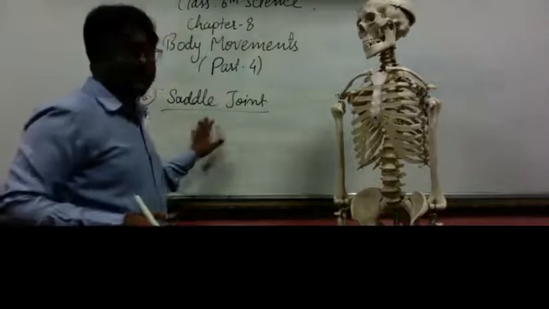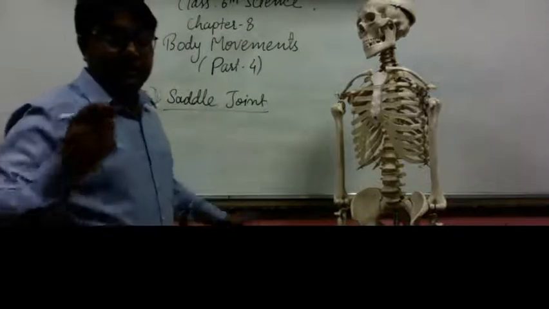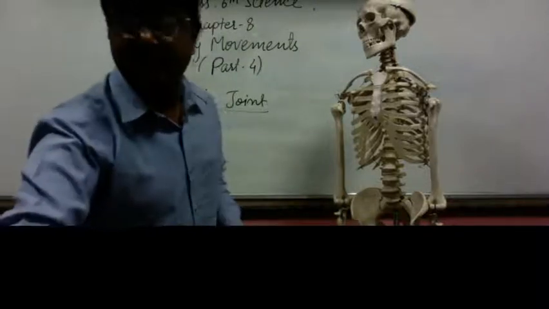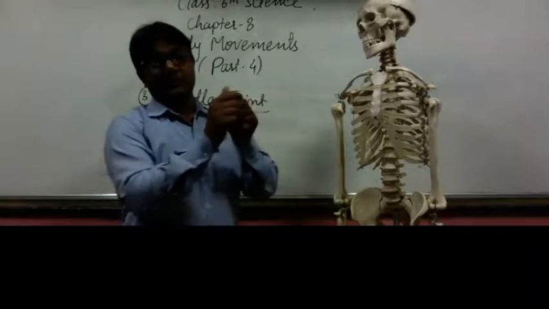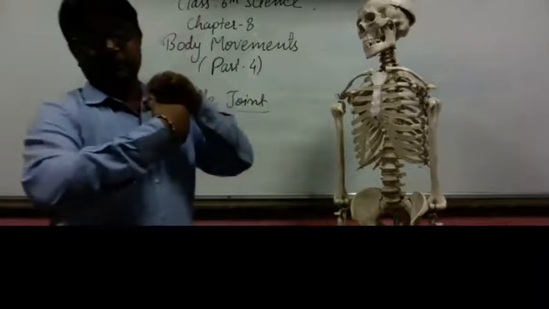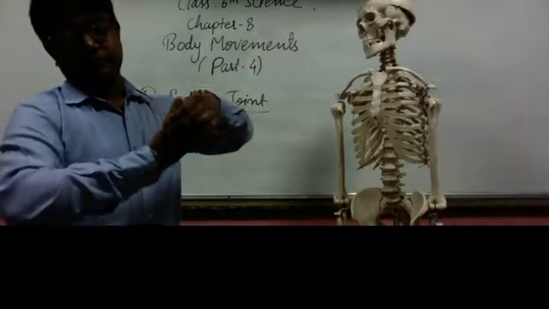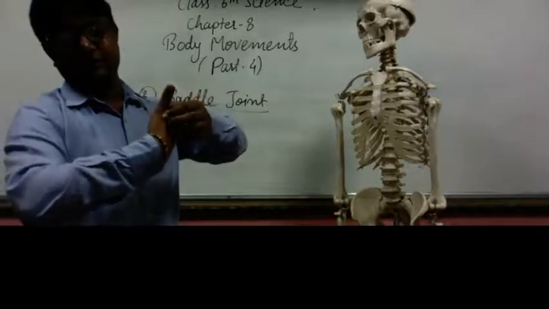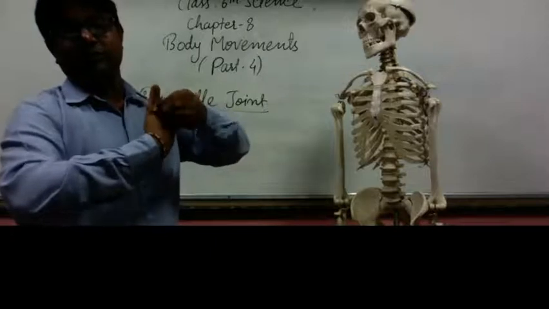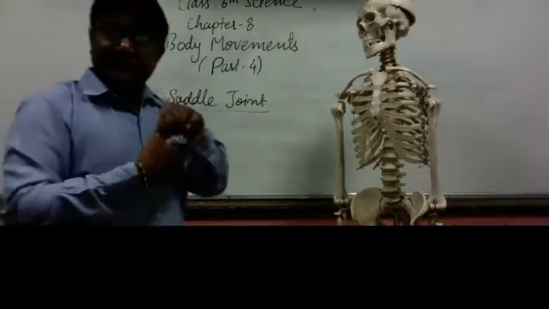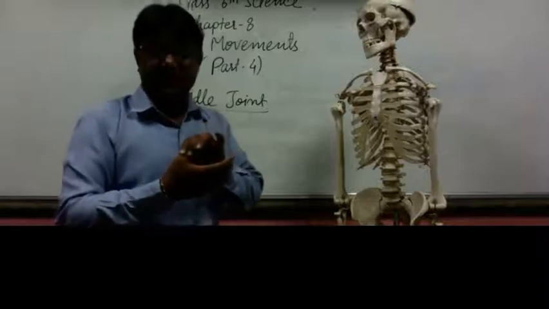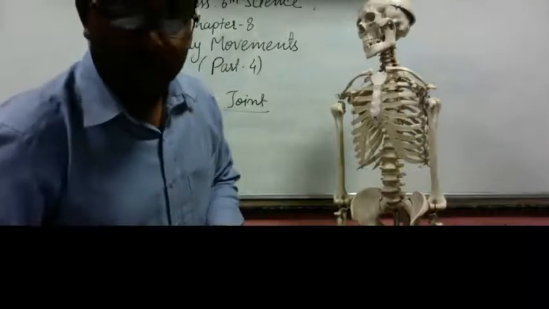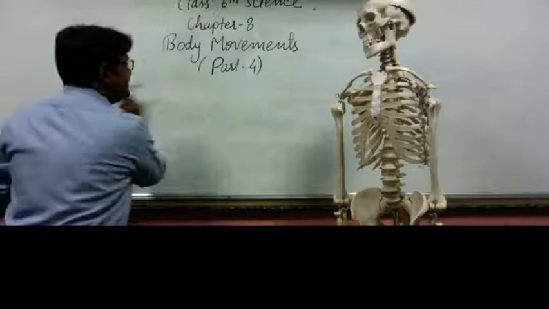Saddle joints are basically the joints present in our thumb. If we talk about the base of the thumb, you can move this thumb to the front and to the back also. So this much movement only will be there. It is not a gliding joint, but it is a saddle joint. Fine. So now let's move towards the gliding joint.